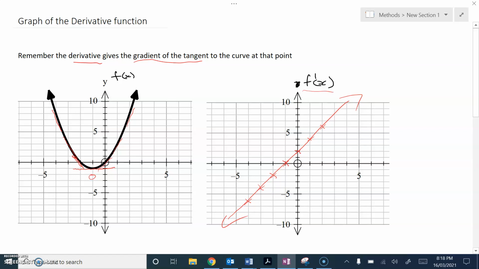The important thing to realize is where is it 0? All of this side here is negative. This side here is all positive.